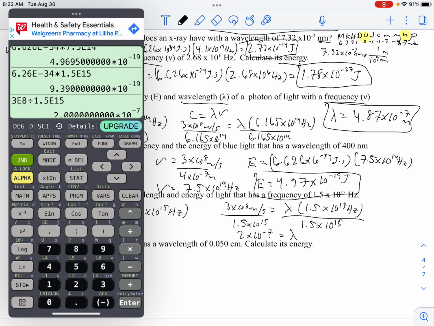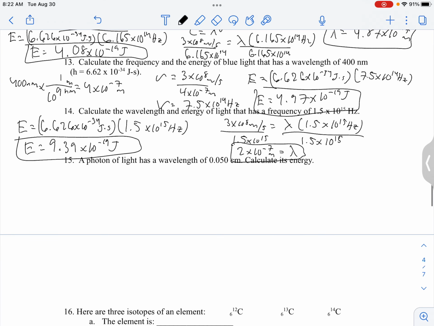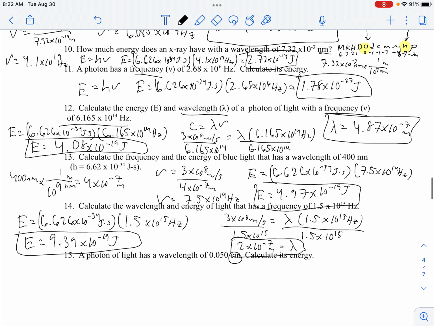Two times 10 to the negative 7 meters. Okay. Next one, photon of light, wavelength of 0.5 centimeters. Calculate its energy. Okay, so notice this one is centimeters.